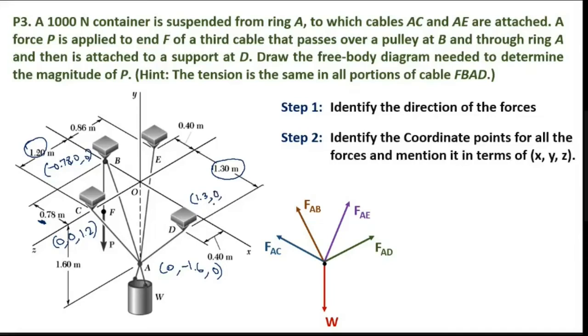Y-axis is 0. We don't know. Z-axis, it is given. This dimension is given, which is 0. Last, E. And I go for E. The x-axis is this one, is negative, so minus 0.4. Y-axis is 0. Z-axis is this one, which is minus 0.86. So these are the coordinate points.